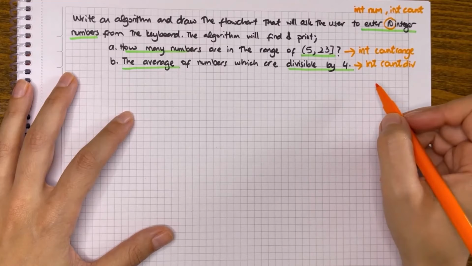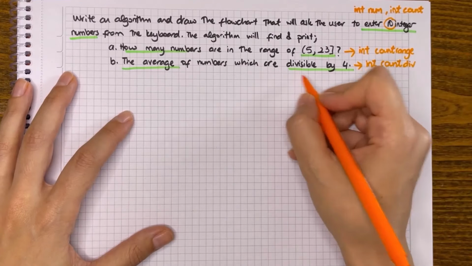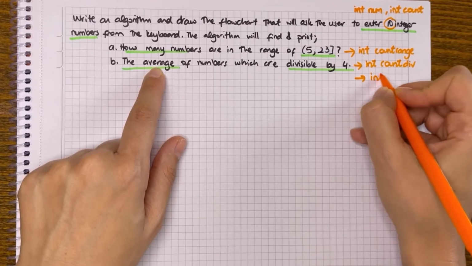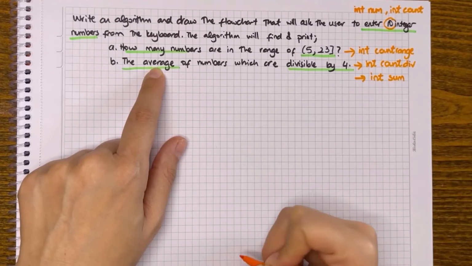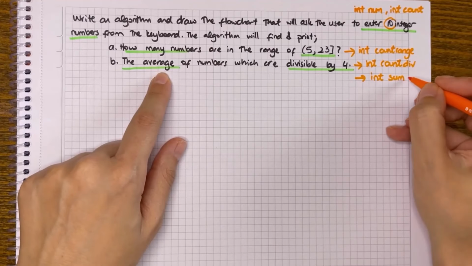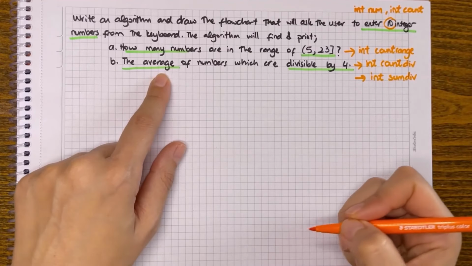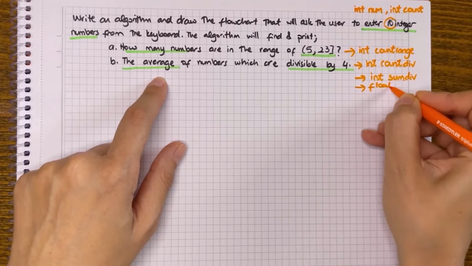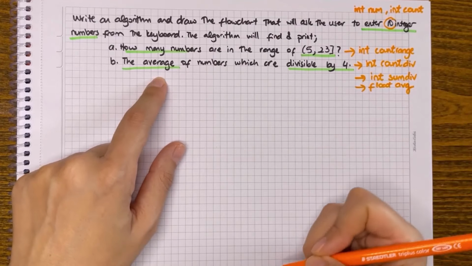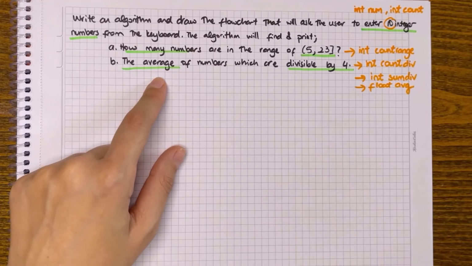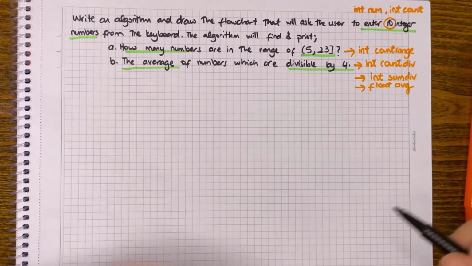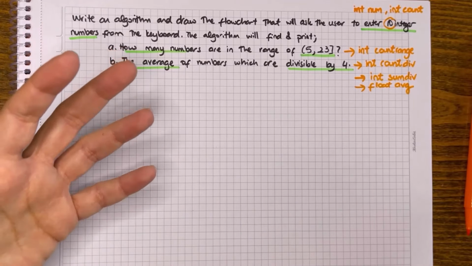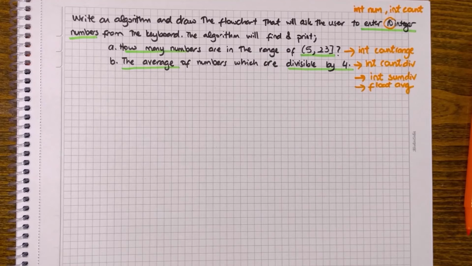And it is not finished. We need to calculate the average. In order to calculate the average, we need to calculate the summation. But not all the summation, only the summation of the numbers which are divisible by 4. And at the end, we can simply calculate the float average. These are our variable names. The variable names are simply chosen by the programmer. You can choose different variable names for later programs or algorithms.